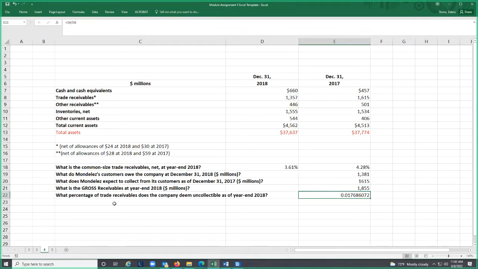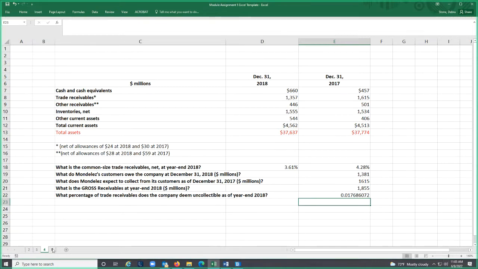And this last question, what percentage of trade receivables does the company deem uncollectible at 2018? Now we're doing a percentage. We know that they think that it's 24 for the trades that's uncollectible. So what does that mean? That means I have to take 24 divided by this 1357 to get a percentage of how much is uncollectible. And that is problem 4.